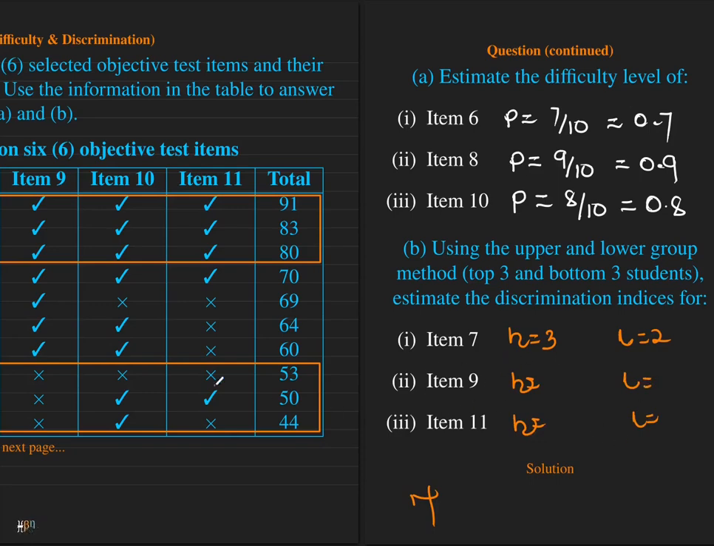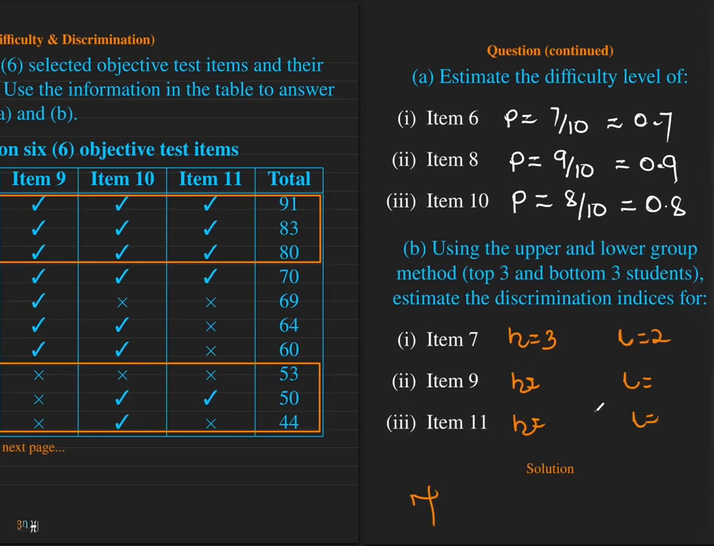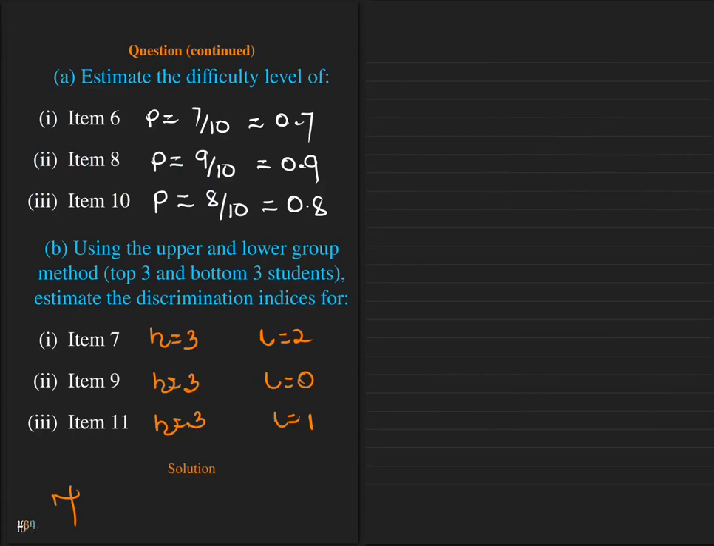Let's quickly write for all, after which we can solve. For item 9, the H is also 3 and the L is 0. Then for item 11, H is also 3, and for L, we have just 1. So now that we have this, we know that our discrimination index, D, is H minus L all over N. And take note, the N is the number of individuals you have in each group. So N is simply 3.